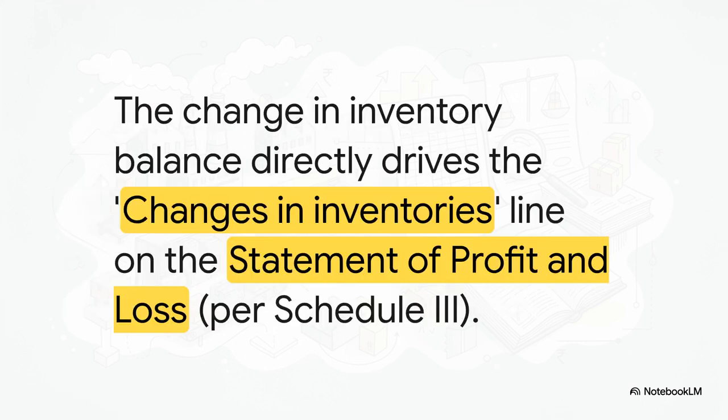And this really illustrates the end-to-end impact. You see, the inventory balance we calculate under Ind AS 2 isn't just a balance sheet figure. The period-over-period change directly drives a key line item on the face of the Statement of Profit and Loss, just as mandated by Schedule 3 of the Companies Act. It has a direct and often material impact on your reported profit.